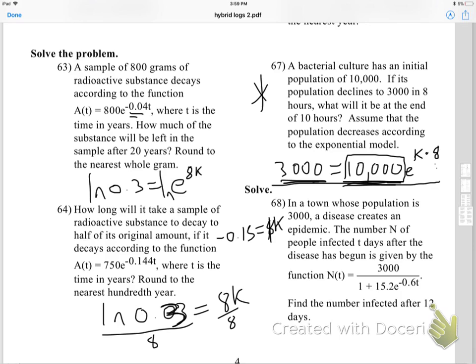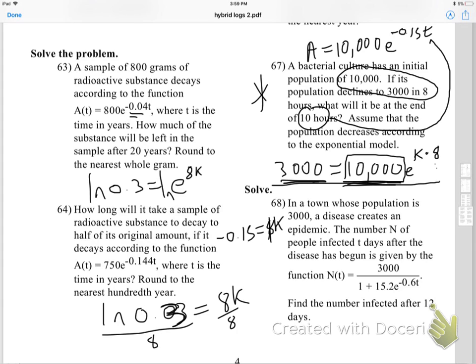So here's the actual function: A equals 10,000 e to the negative 0.15t. For the second part, don't forget, I used all this information to find out what the decay rate was, which turned out to be negative 0.15. So all I have to do now is put 10 into the equation, and that'll give me my answer for the future amount after 10 hours. It should be less than 3,000, because it's decaying.